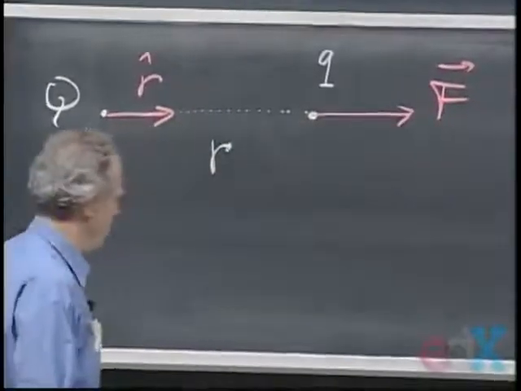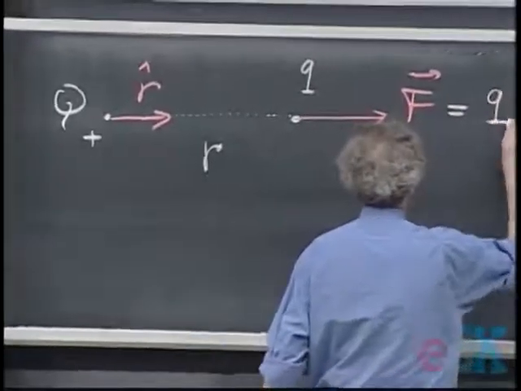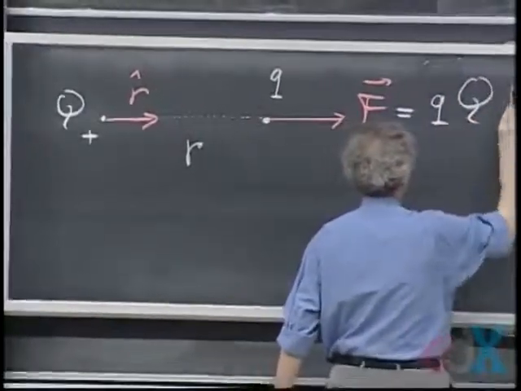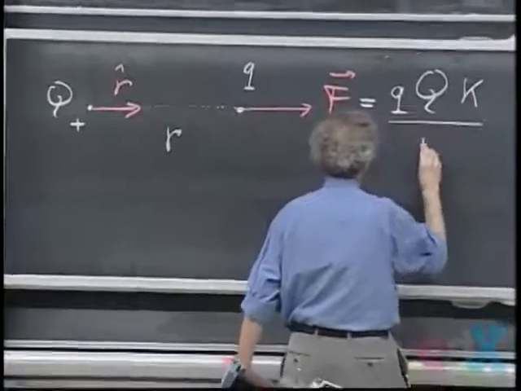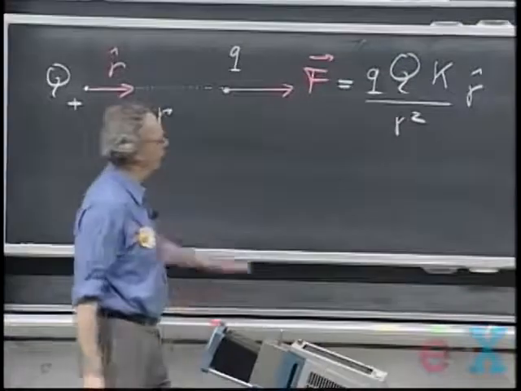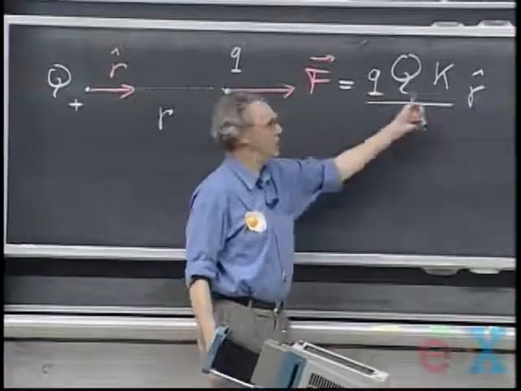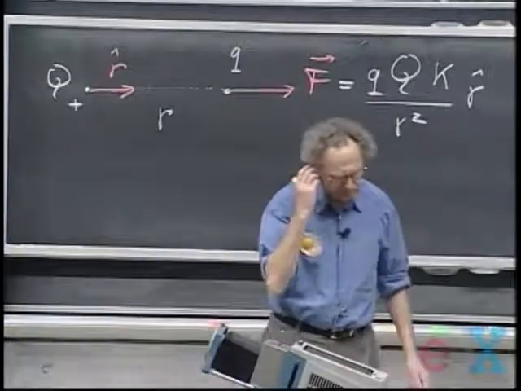And last time we introduced Coulomb's law. That force equals little q times capital Q times Coulomb's constant divided by r squared in the direction of our roof. If the two have the same sign, it's in this direction. If they have opposite sign, it's in the other direction.